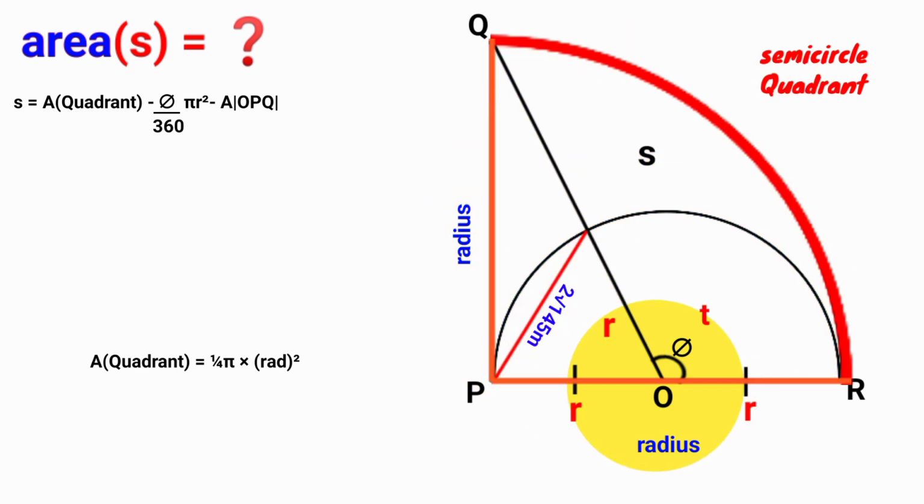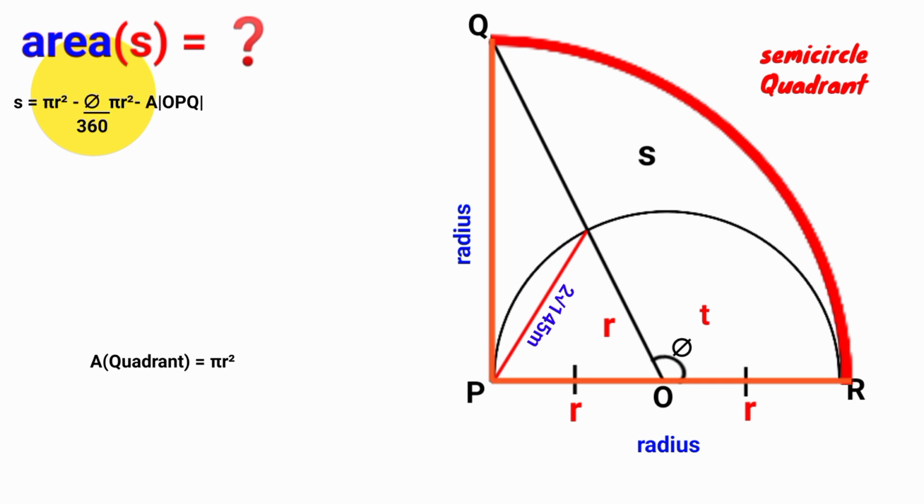So since the length of this side is sum of this R and this R, that means radius equal to R plus R, which is 2R. We come here, replace radius with 2R. 2R all squared is 2R times 2R, which is 4R squared. This 1/4 times this 4 is 1. So area of quadrant equal to pi r squared. We replace this area of quadrant with pi r squared. So S equal to pi r squared minus theta over 360 pi r squared minus area of triangle OPQ.